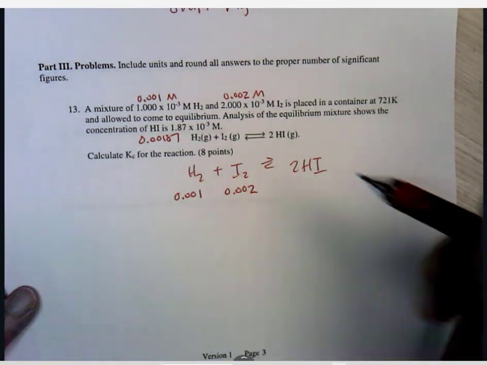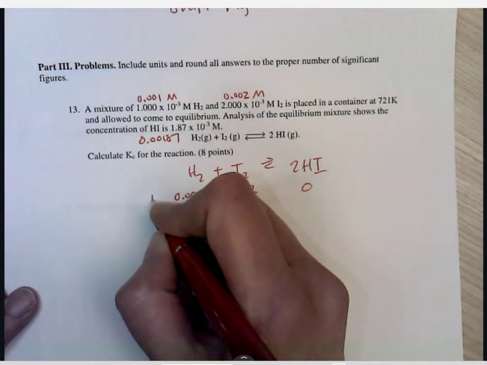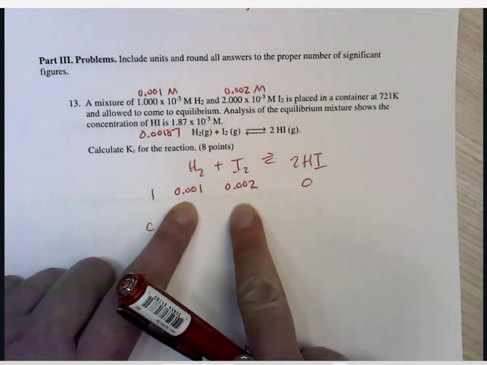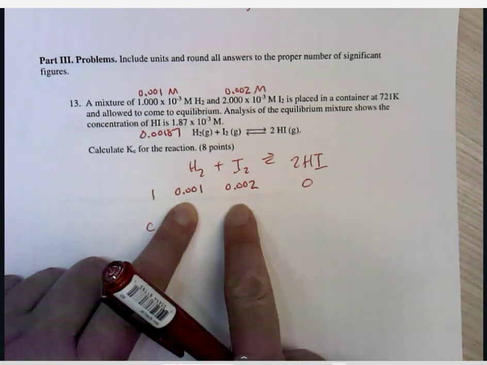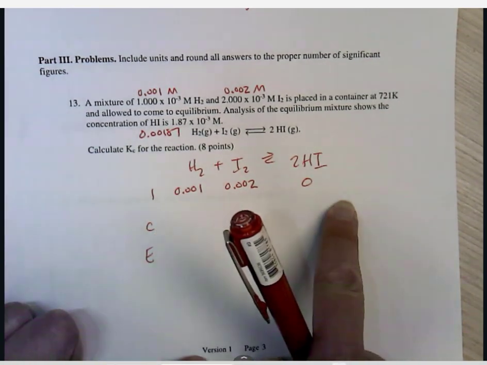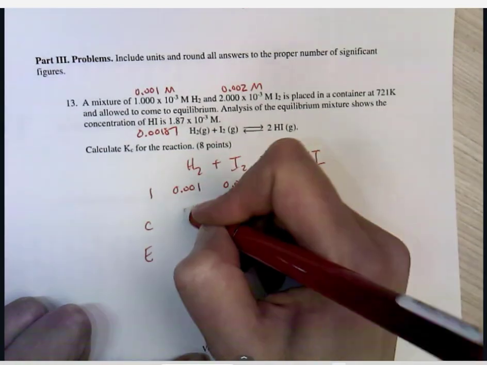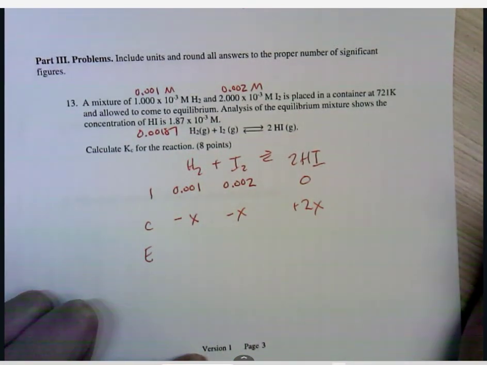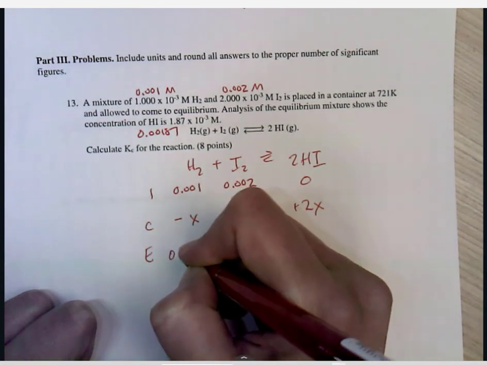It doesn't say I started out with any HI, so I didn't. For my change line, I'm going to have to use up some of what I have and make some of what I don't have. So I'm going to have minuses over here and plus over here. And remember, the stoichiometric coefficients come into play here. Add them up to get to the change line.